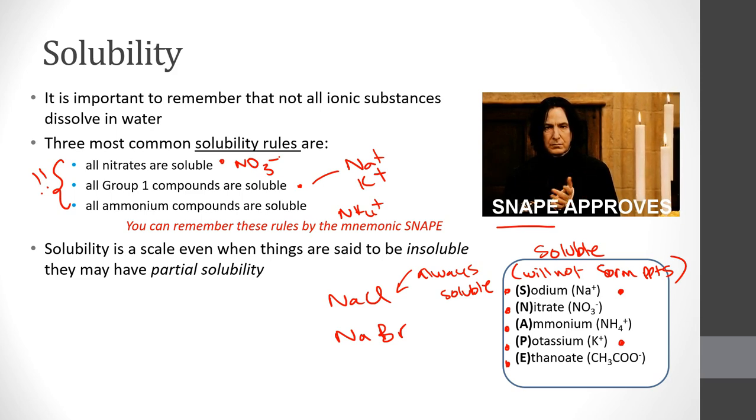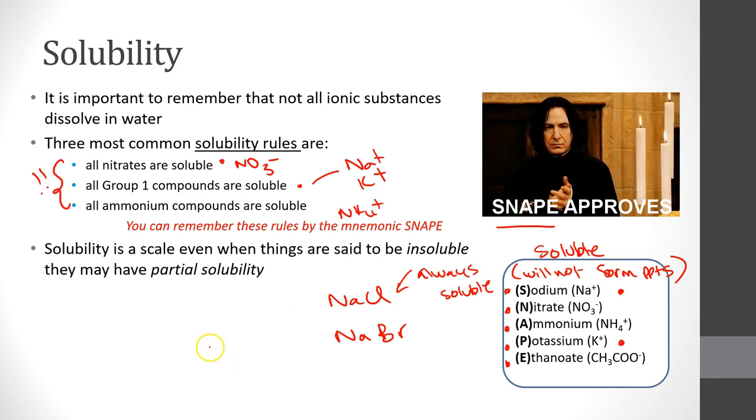Okay, the thing that's important to remember, solubility is a scale, so when things are said to be insoluble, they may have partial solubility. So they may only be soluble in warm water or hot water, things like that. So it is a range. When you're predicting, you're just using generalizations.